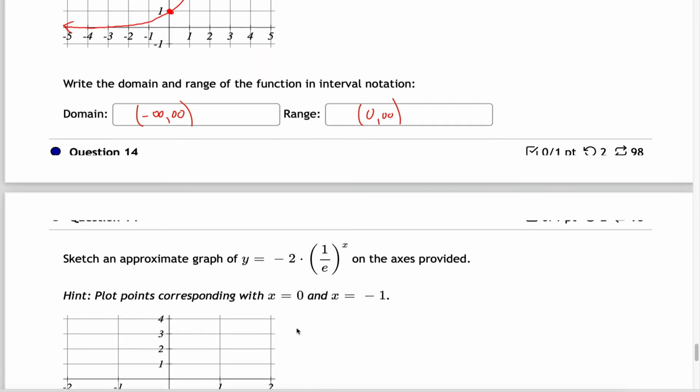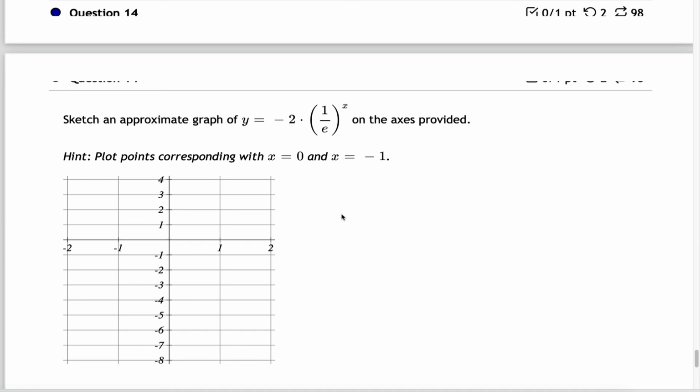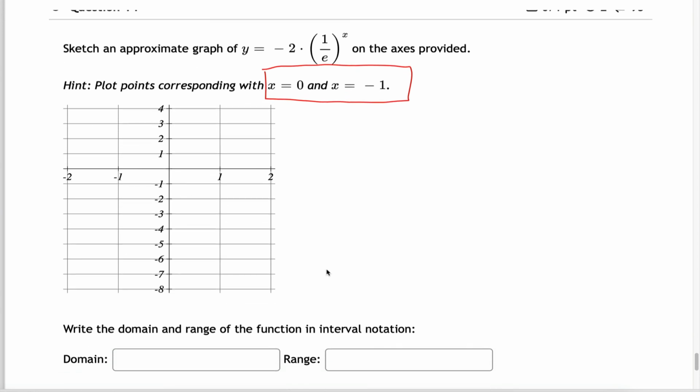Question 14, which mercifully for me is the last one on here, asks you to sketch an approximate graph of y equals negative 2 times 1 over e to the x power. And I was afraid this would be too hard, so I gave you some hints here. I said, hint, plot the points corresponding with x equals 0 and x equals negative 1. Right? A is equal to negative 2, b is equal to 1 over e. What you need to know about 1 over e is it's approximately equal to 1 over 2.7 or so.